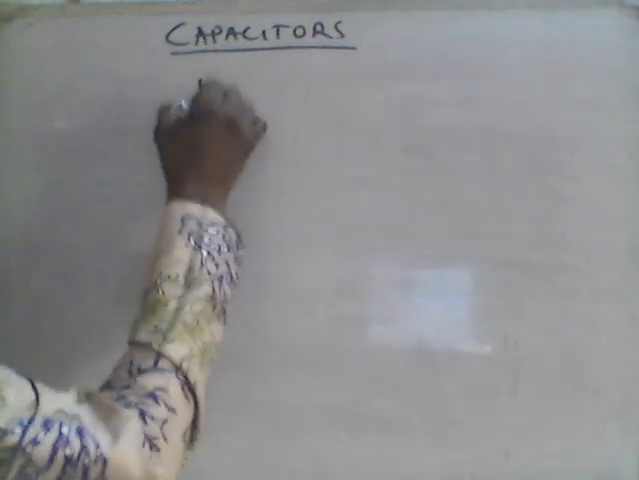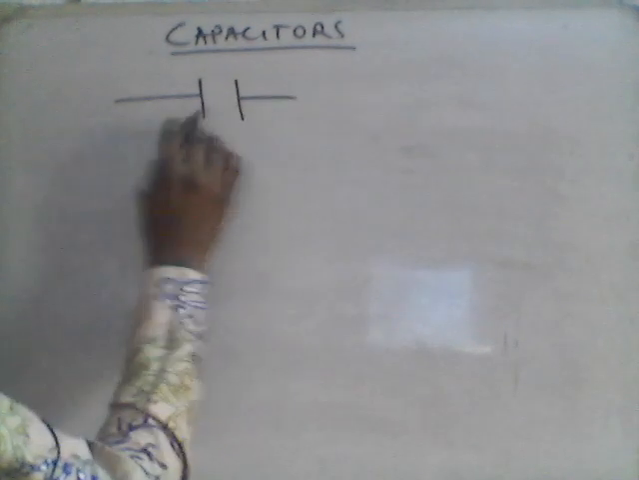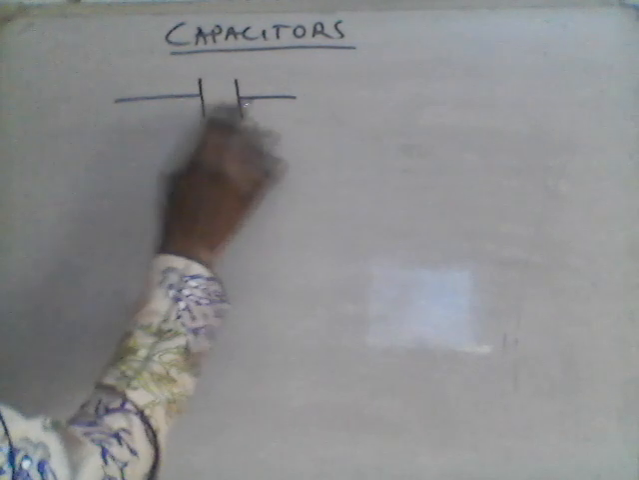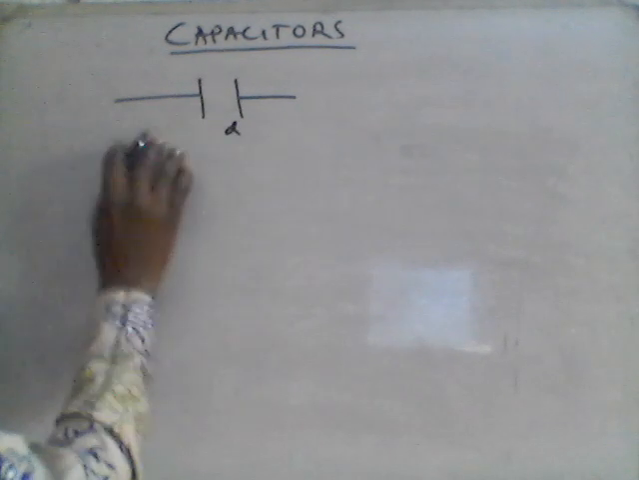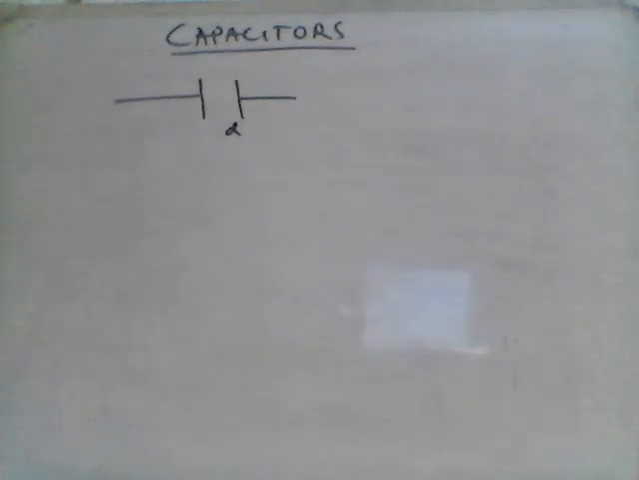The capacitance increases with the area of the plates, decreases with increasing distance, and increases with the dielectric constant. So this is the symbol of the capacitor. Like I said in the introduction, it is represented by two metallic plates like this, and the distance between the two of them is known as d. There is a material at the center known as the dielectric.